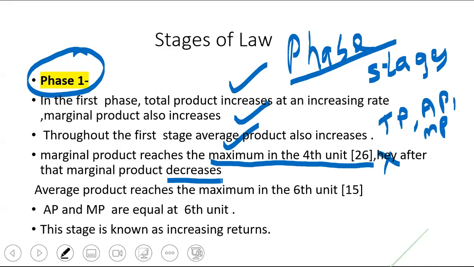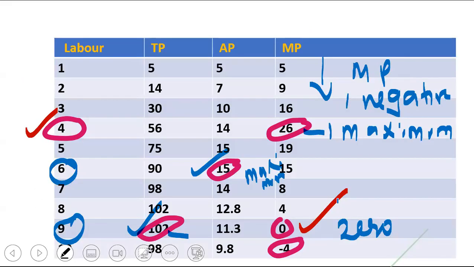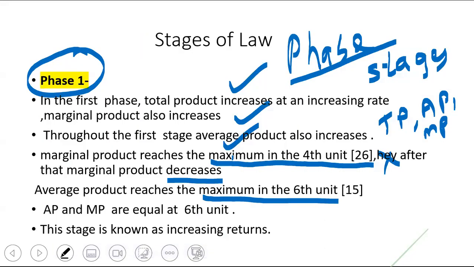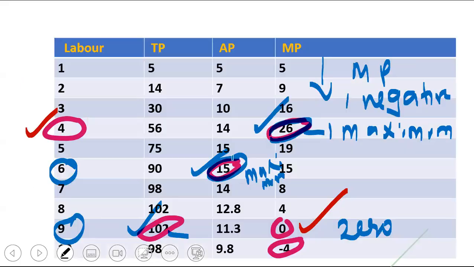Then average product reaches the maximum. Both stages: marginal product reaches the maximum, average product reaches the maximum. This is stage one. In stage one, TP increases, AP increases, MP increases. Then you saw marginal product reaches the maximum at 26. After that, marginal product begins to decrease. Then average product reaches the maximum at the 6th unit.